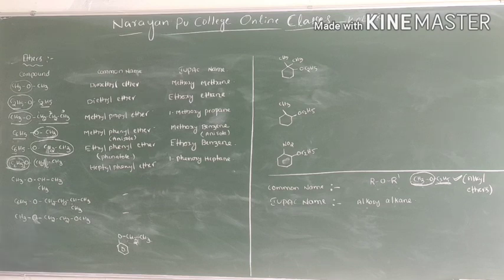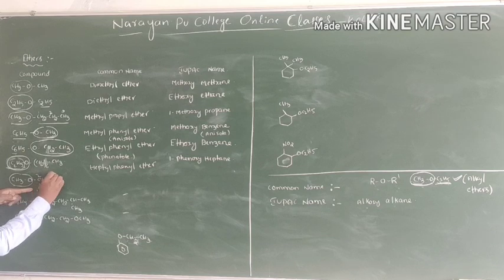Next one. See this one. In this compound, the first one is CH3, and here how many carbon atoms are there? 3 carbon atoms. So that's why you have to write here methoxy. And first you have to take this one as an alkane. When you are taking the alkane, you have to do the numbering. Numbering should start from the end only. 1, 2, 3.